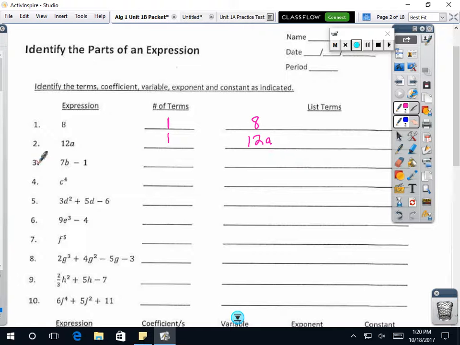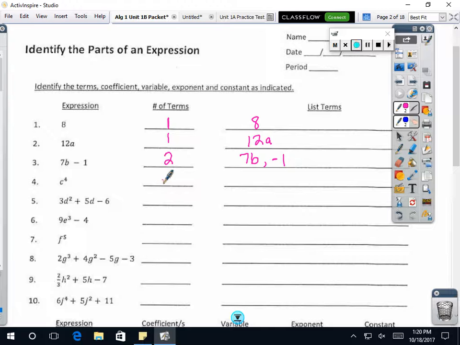Look at number 3. See how this time it's 7b minus 1? Okay, this time that's 2 terms. What's the first term? 7b. What's the second term? Negative 1. Okay? You have to attach the sign to it. Whatever sign before it, you attach to it.